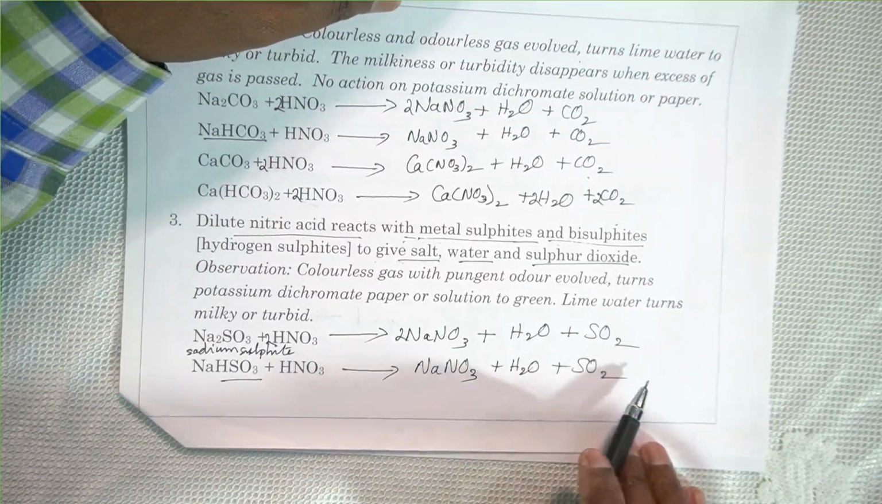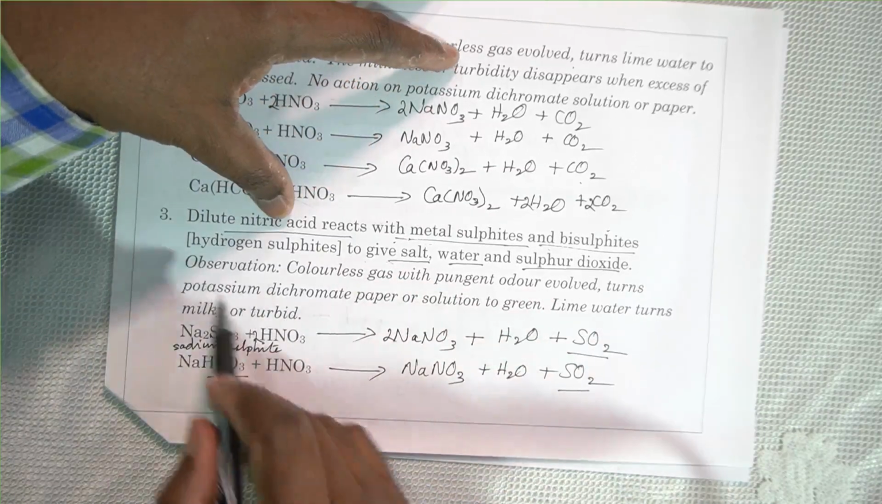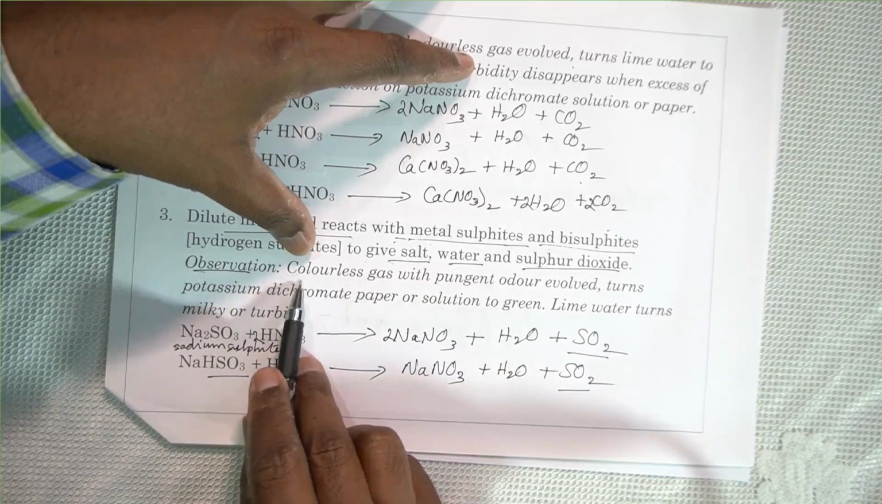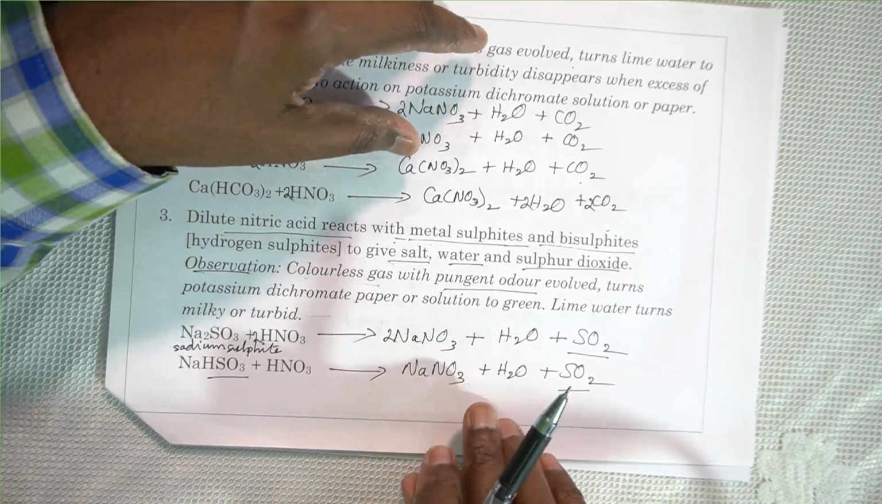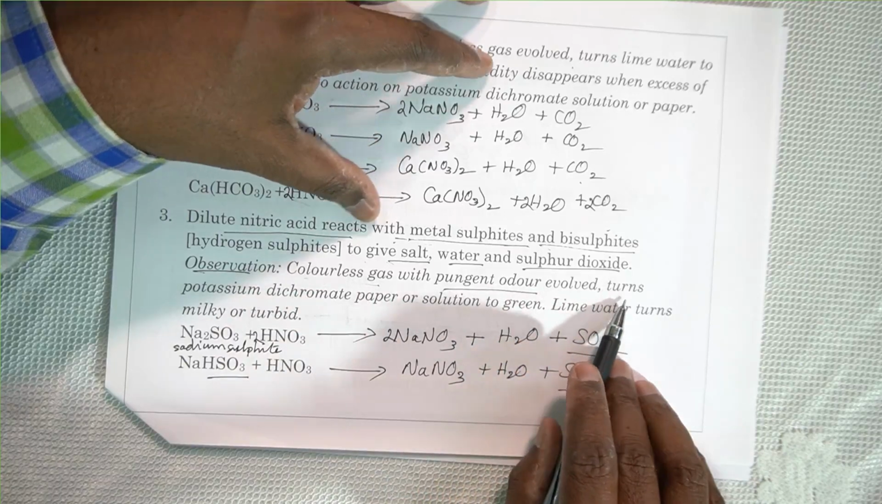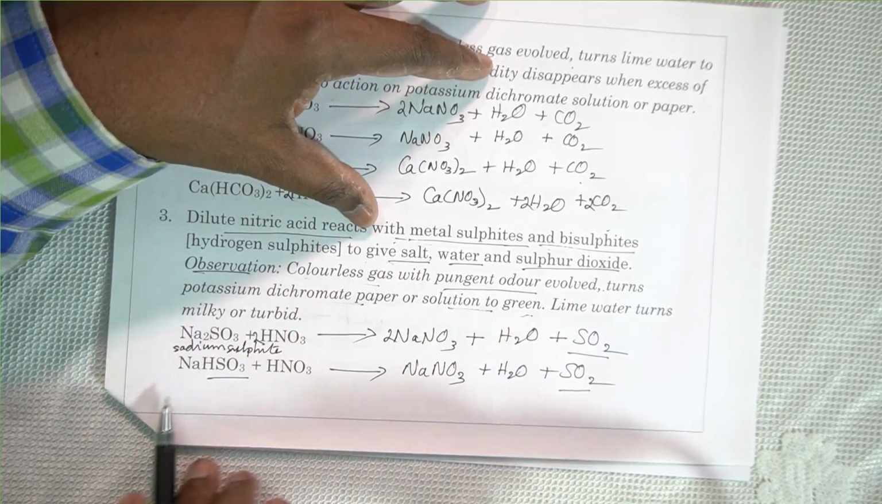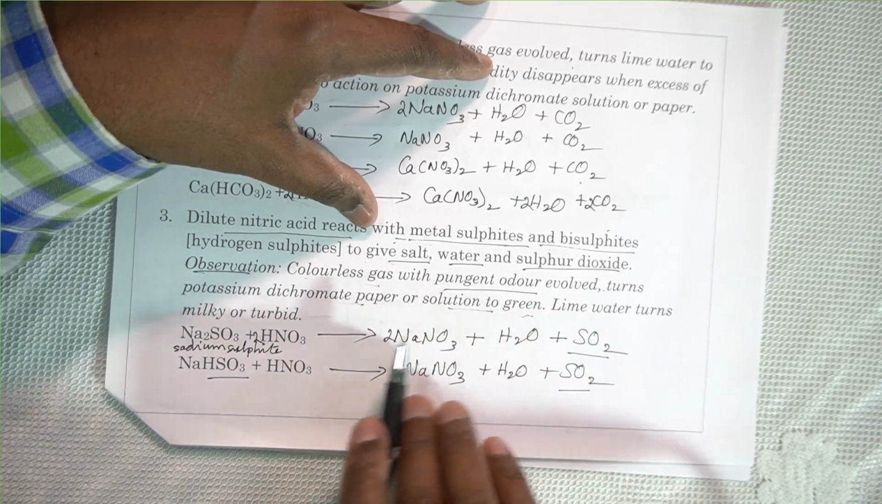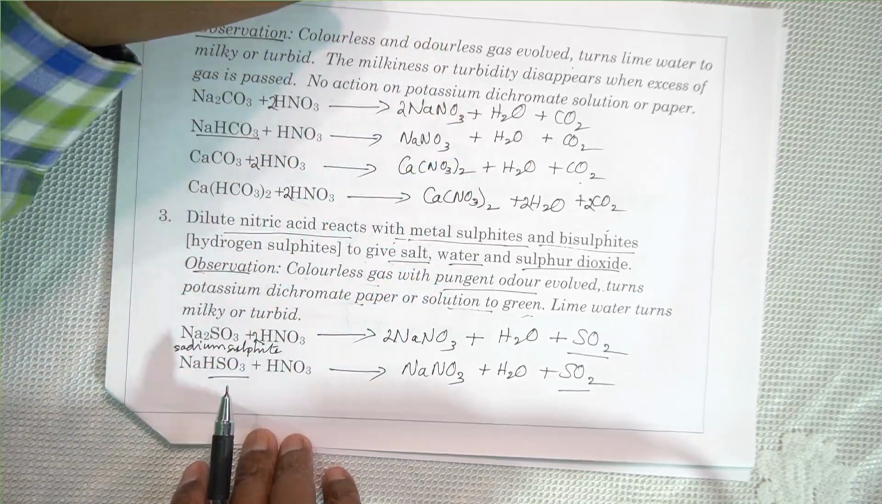Now, what will be the observation? The sulfur dioxide gas evolved is a colorless gas and it has a pungent odor. Colorless gas with pungent odor is evolved and it turns potassium dichromate paper or solution to green. Lime water turns milky, the same observation. See, carbon dioxide as well as sulfur dioxide both will turn lime water milky.